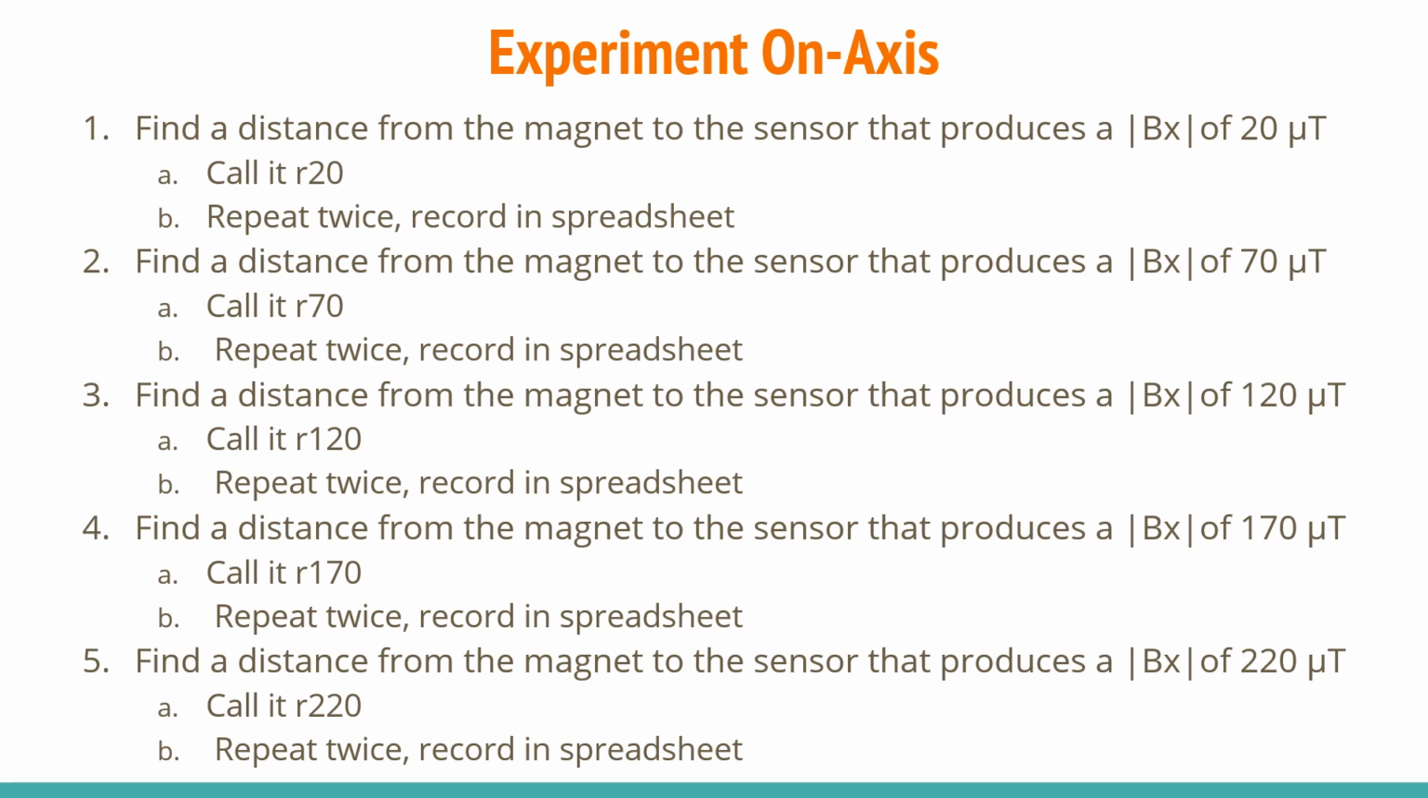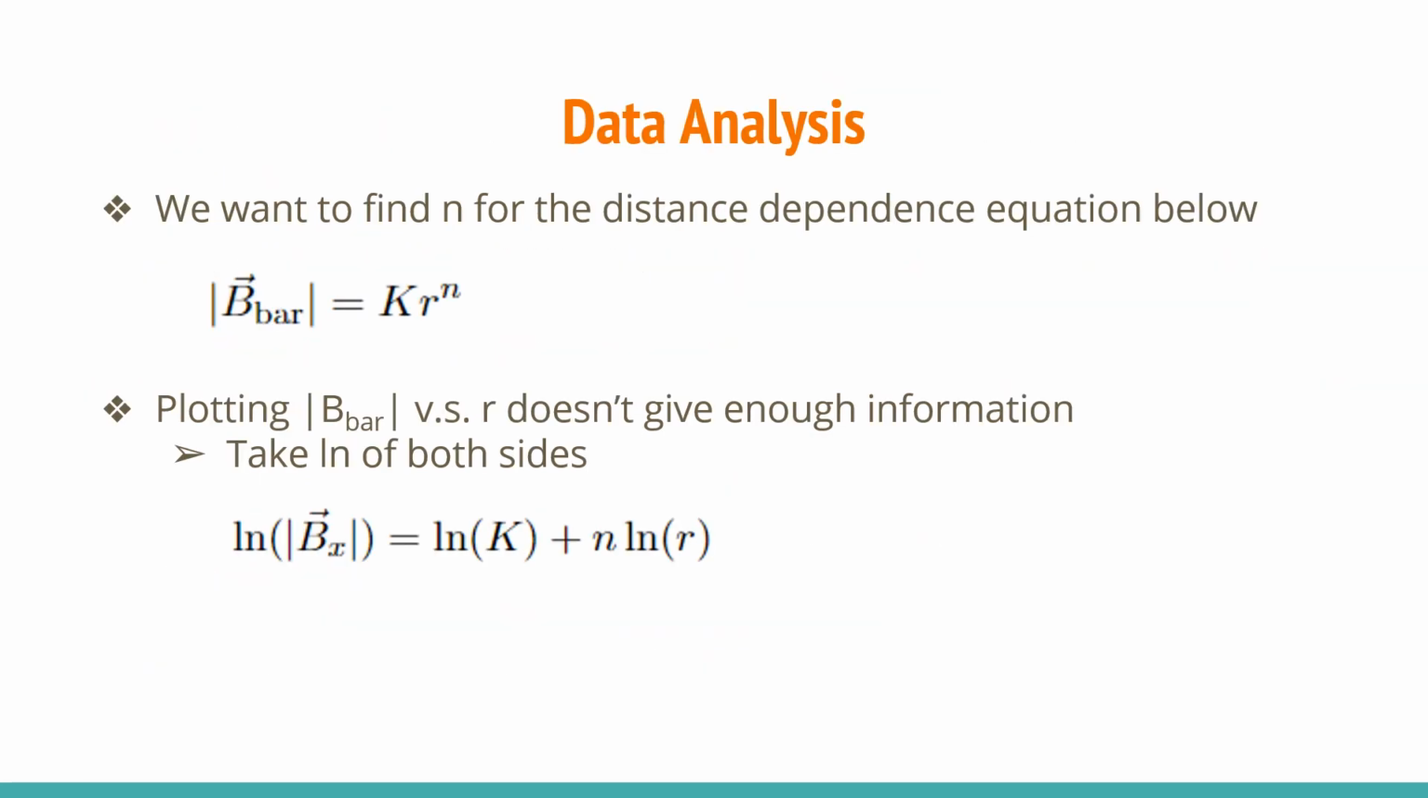The spreadsheet calculates the averages. Next, I repeated the procedure for magnitudes of 70, 120, 170, and 220 microteslas. I recorded the data in the appropriate locations in the spreadsheet. Next, I extracted a distance dependence equation from the data, which involves making a logarithmic plot of my observations.